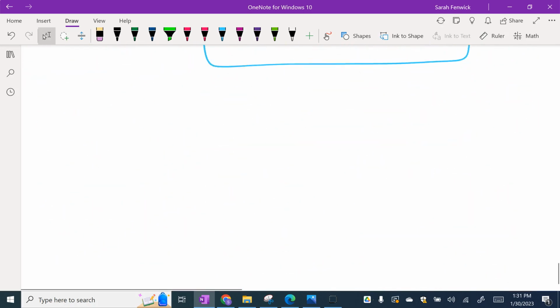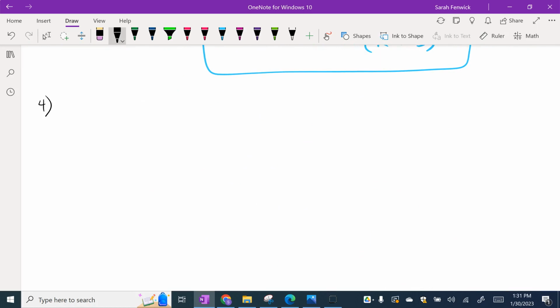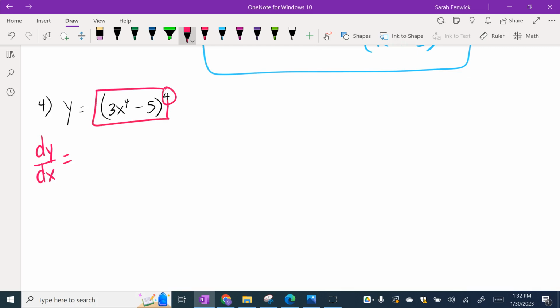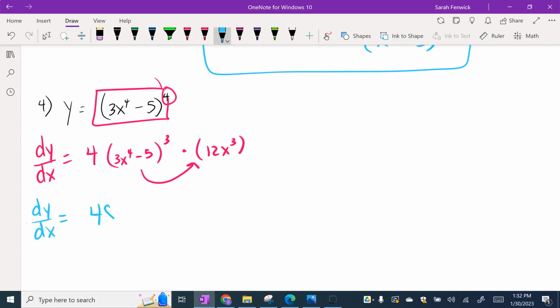This is number 4. Chain rule. So if we have y equals, pretty simple, parentheses, 3x to the fourth minus 5 to the fourth. dy dx, the power is my outside, so I'm going to do that first. 4, subtract 1 is 3, and I keep the inside the same. Then I multiply by the derivative of the inside, which in this case is just 12x to the third. So dy dx is 48x to the third times 3x to the fourth minus 5 to the third.